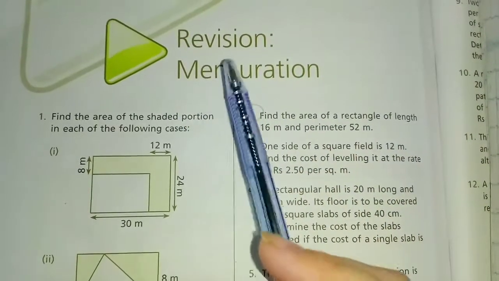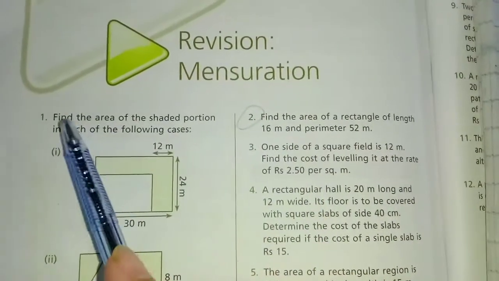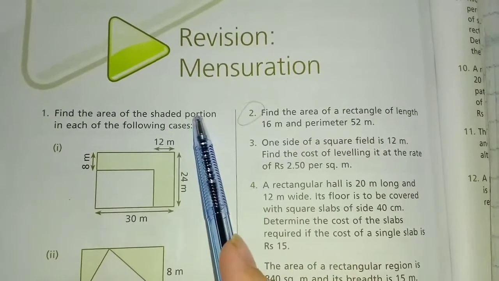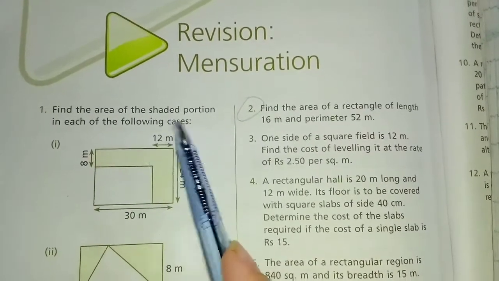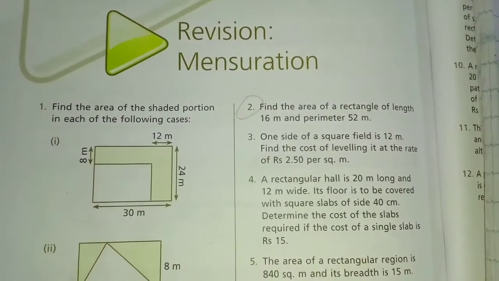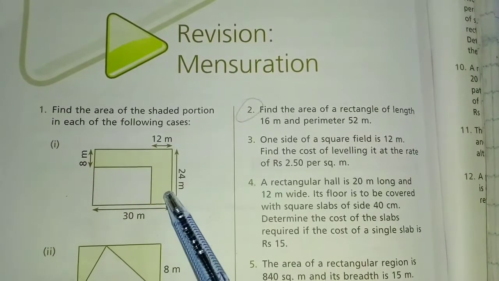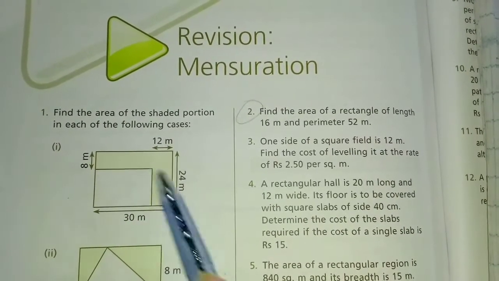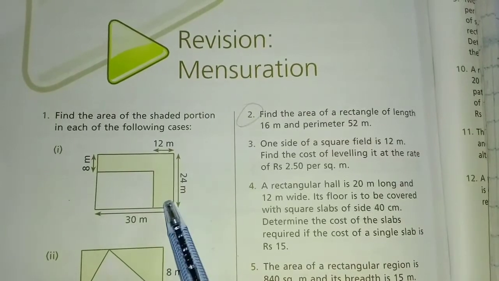Today we have to start our revision of mensuration. First question is: find the area of the shaded portion in each of the following cases. It means these are some figures in which some part is shaded and some part is not shaded. So we have to find the area of the shaded portion.